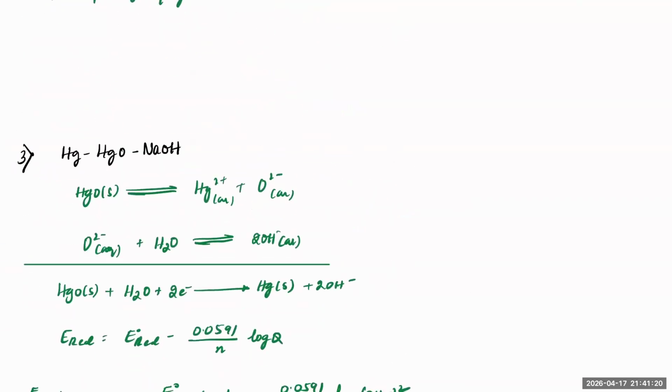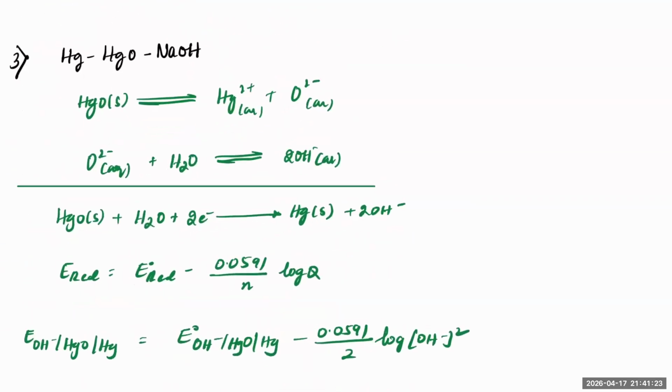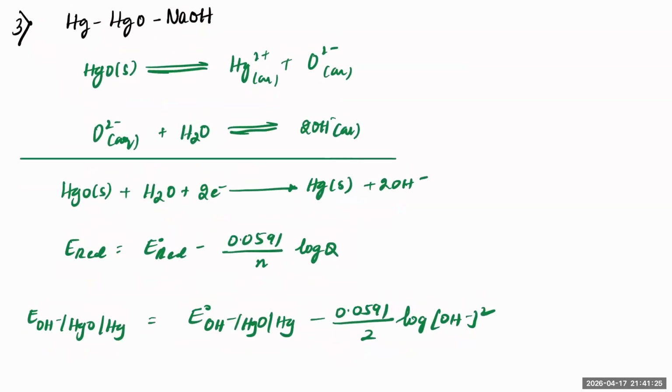So I guess this part is clear, everybody. How to understand the reaction set for Hg, HgO and NaOH. Please check.